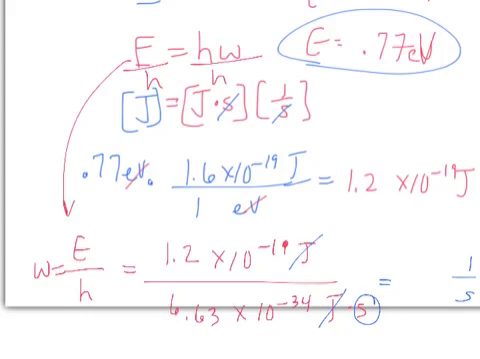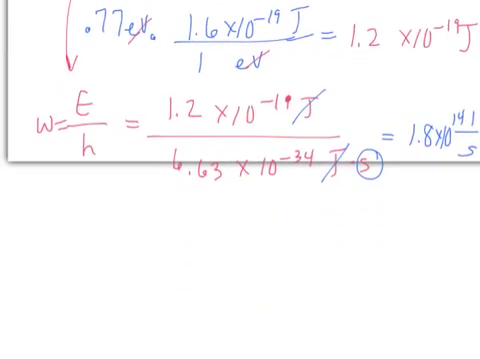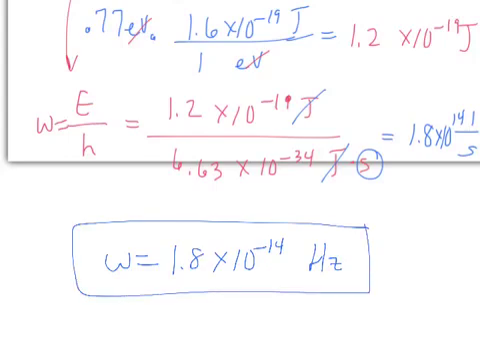So let's divide these two quantities next to get 1.8 times 10 to the 14. And let's write the correct units of hertz as our final answer. Now along the electromagnetic spectrum, this would be infrared waves.